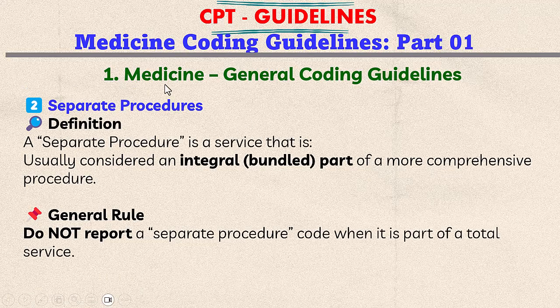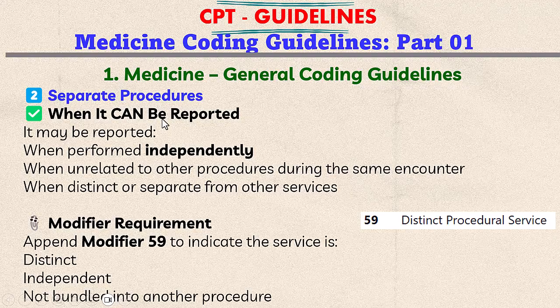Number 2, separate procedures. A separate procedure is a service that is usually considered an integral, that is bundled, part of a more comprehensive procedure. So the general rule is do not report a separate procedure code when it is part of a total service. So when can it be reported?